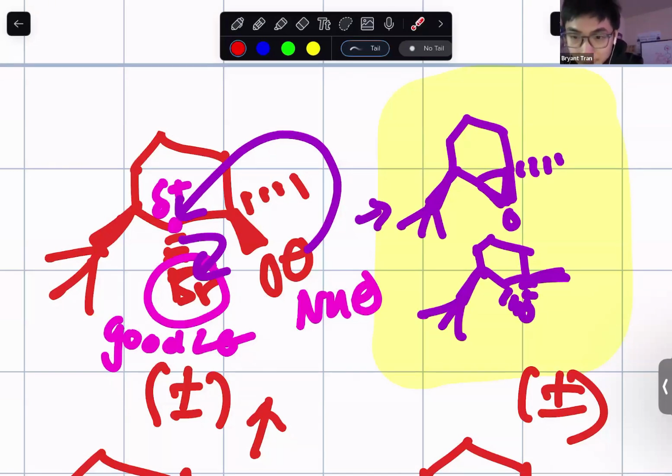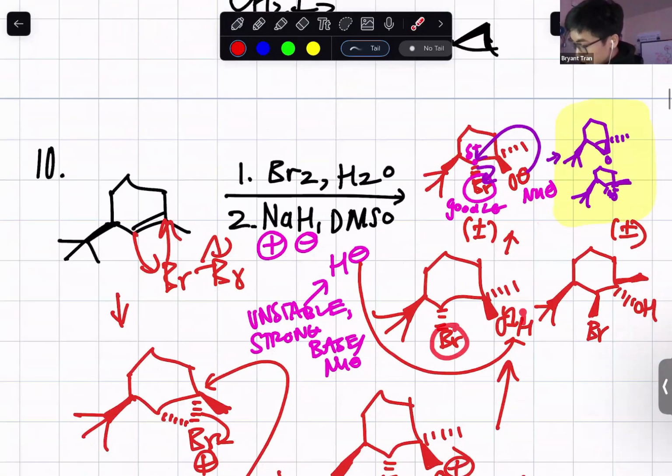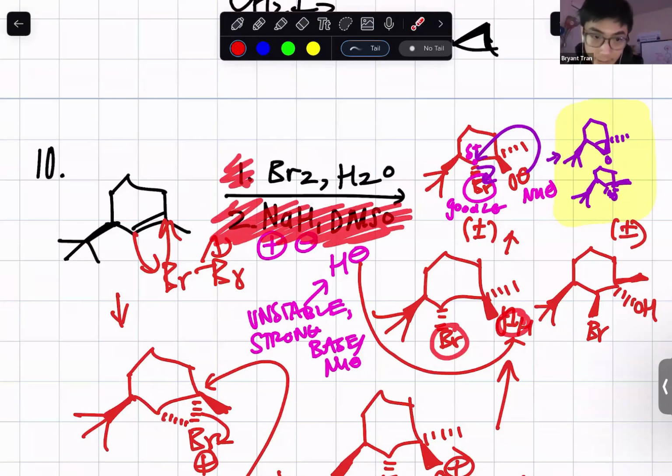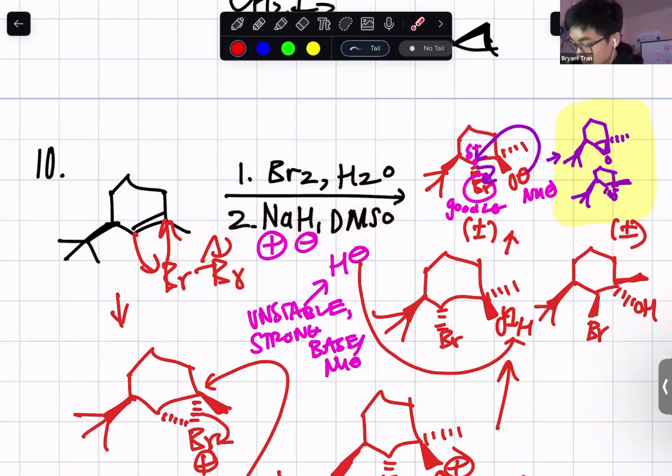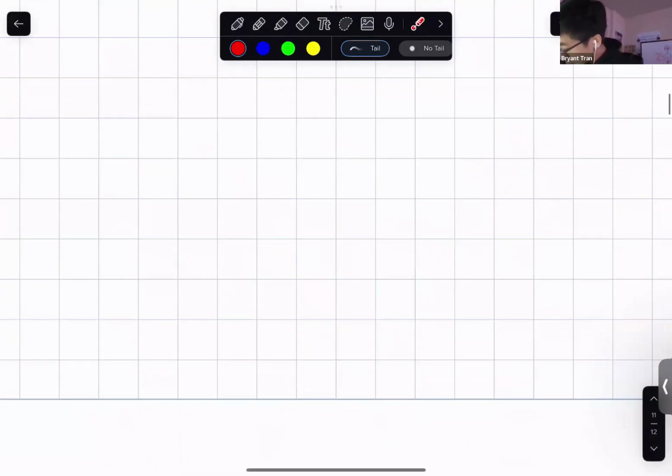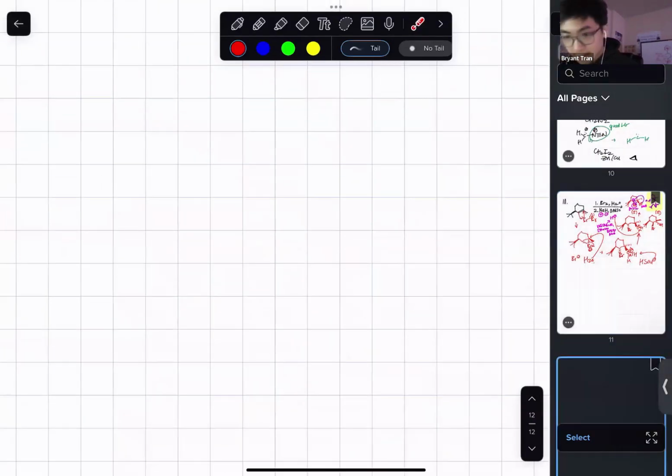Does this happen every time? I thought that it was just Br and OH that forms. So it will be only Br and OH that forms if you did not have that second step of NaH, DMSO. Like if you just had Br2 and water as the reagent on this alkene, then you stop here at the Br and OH. But because we have a second step of NaH right there, that second step would do something to this OH, which would proceed with the Williamson ether synthesis. Yeah. So let me review Williamson ether synthesis.